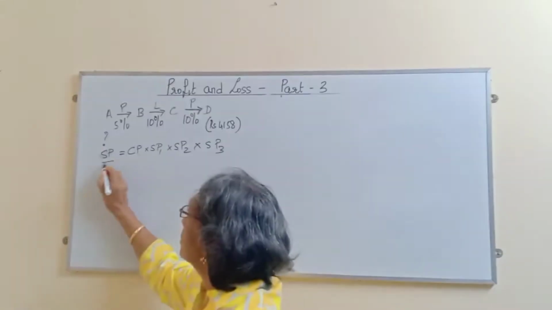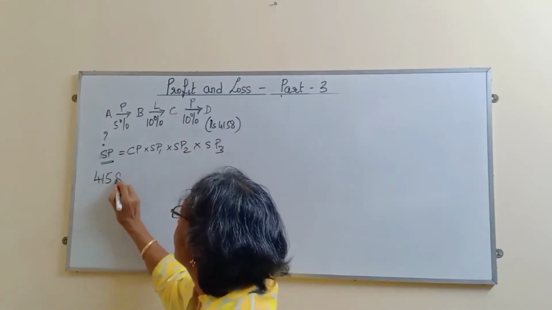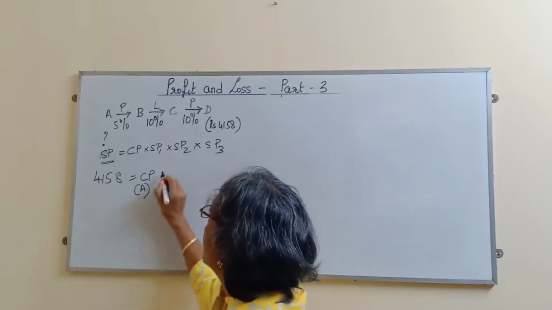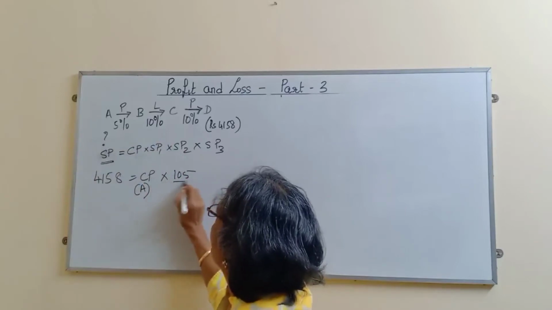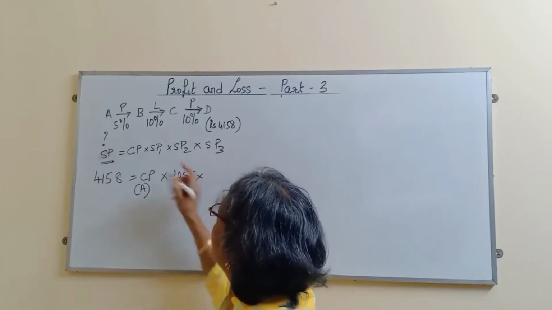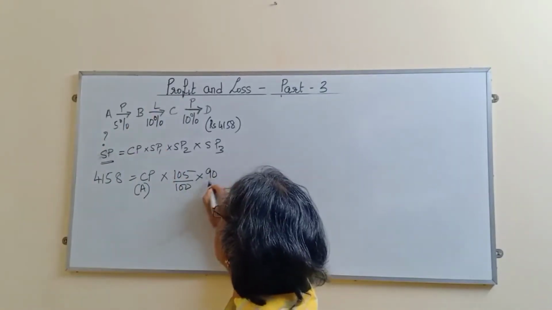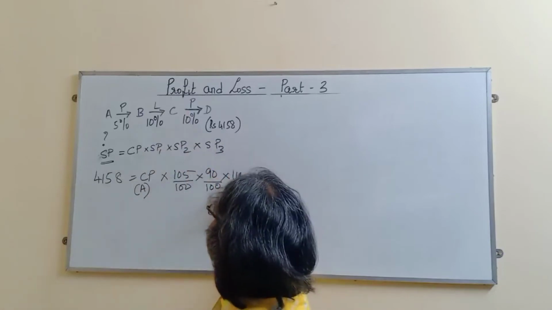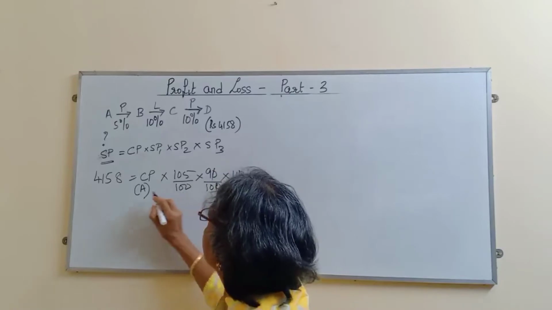Now here we are given this. So this is 4158. We need to find the CP. This is CP for A, into SP1, which is a 5% profit, into SP2. Now mind you, SP2 is a 10% loss. So this would be this. And SP3, again 10% profit. So straight away all these zeros go first.